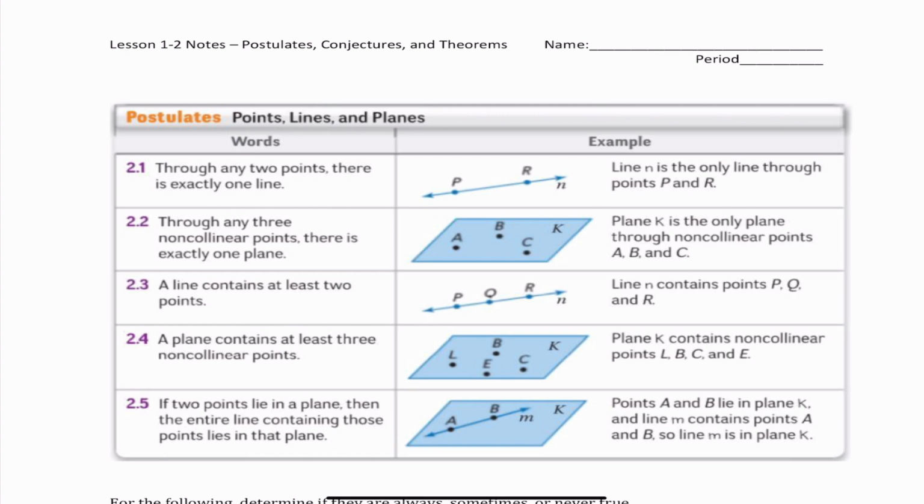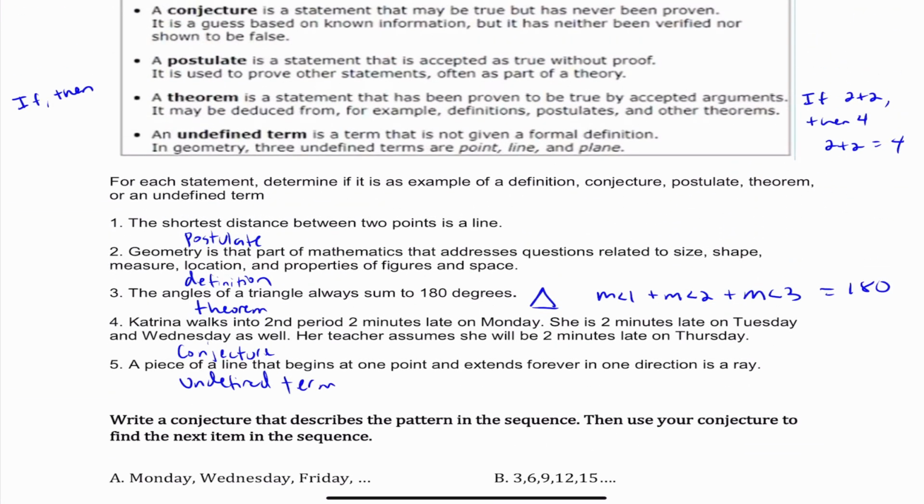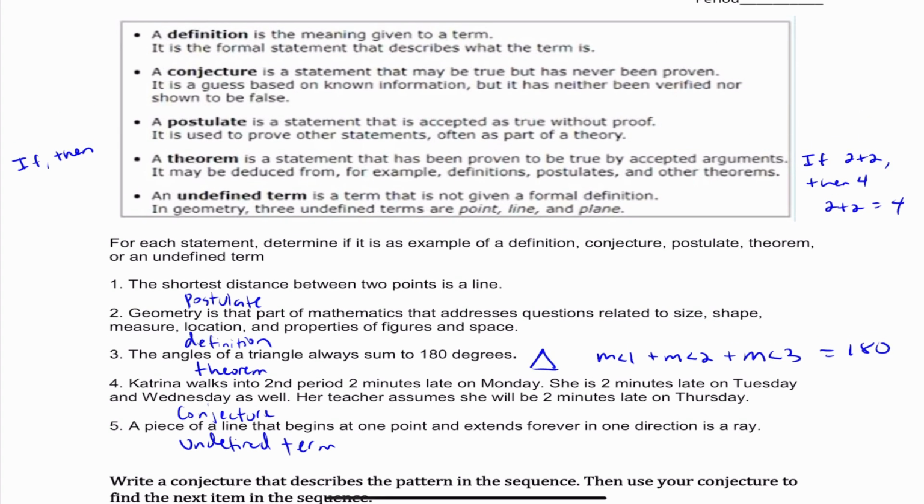Basically, postulates involving points, lines, and planes. If you have an undefined term that does something funky, and it creates something, we're just going to assume it's a postulate. Okay, so right here, the shortest distance between 2 points is a line. You got these 2 points. What the heck? They just created a line. That we're just going to accept as true. So that's a postulate. Okay, so that is basically this portion of our notes.